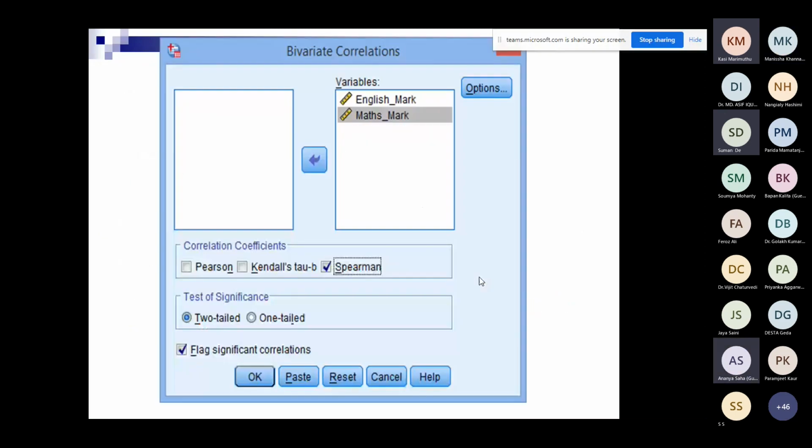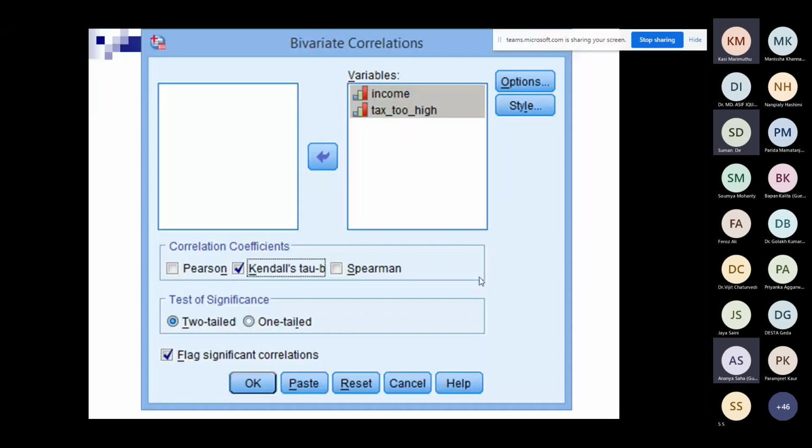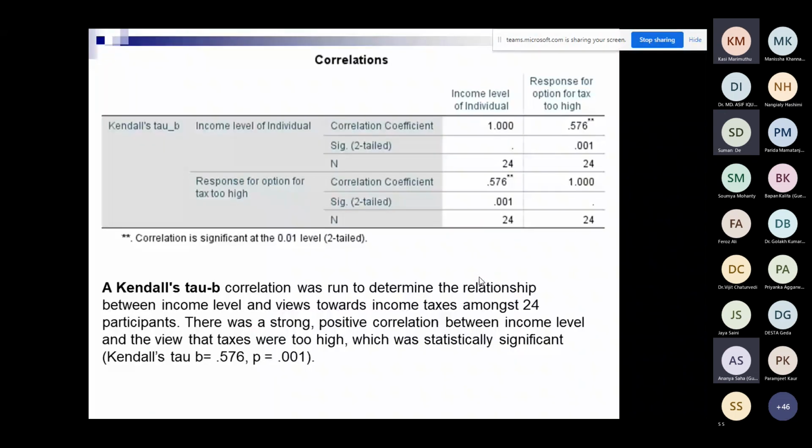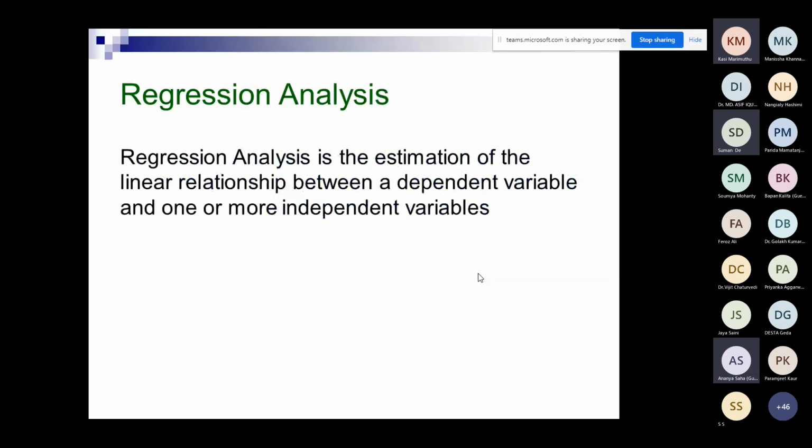So I have given you the steps for the Kendall, how to go, when to go. I think the manual will be useful in writing the inference. So the last test for today's session is linear regression. So when to use and how to use, and the assumptions, whatever we have in correlation. Correlation is meant to study the relationship. Regression is meant for prediction. We can predict, estimate, we can anticipate.